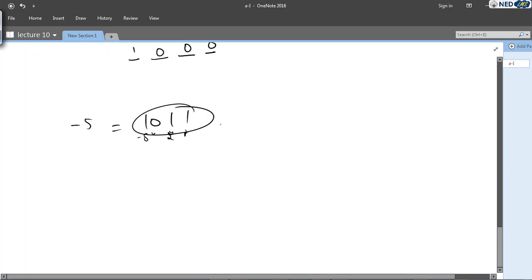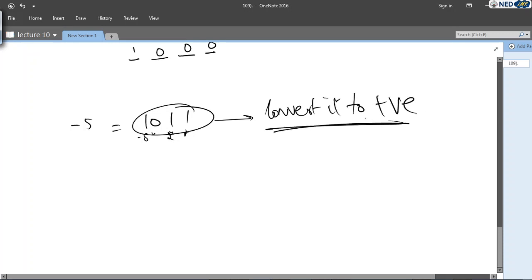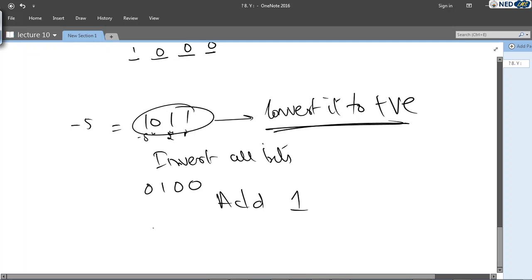If I have this number, I need to convert it back to positive. We follow the same principle. First, invert all bits. I will get 0100, and then I add 1, so I will get 0101. We see that 4 plus 1 equals 5.